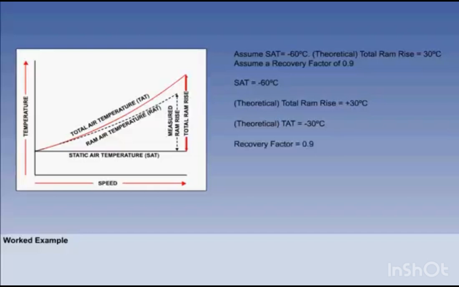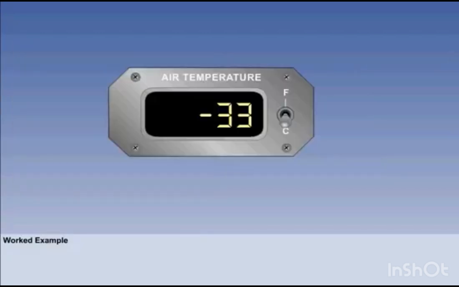The recovery factor is 90%, which is expressed as 0.9. Therefore, the measured ram rise is total ram rise times 0.9, which is plus 27 degrees. Applying plus 27 to -60 gives us a ram air temperature of -33 degrees Celsius. This is the figure which you would actually see on the ram air temperature gauges.